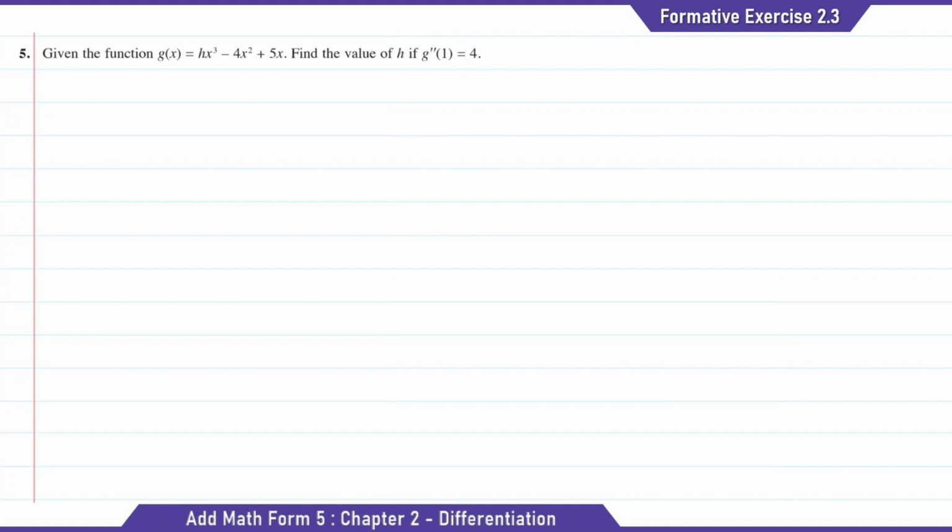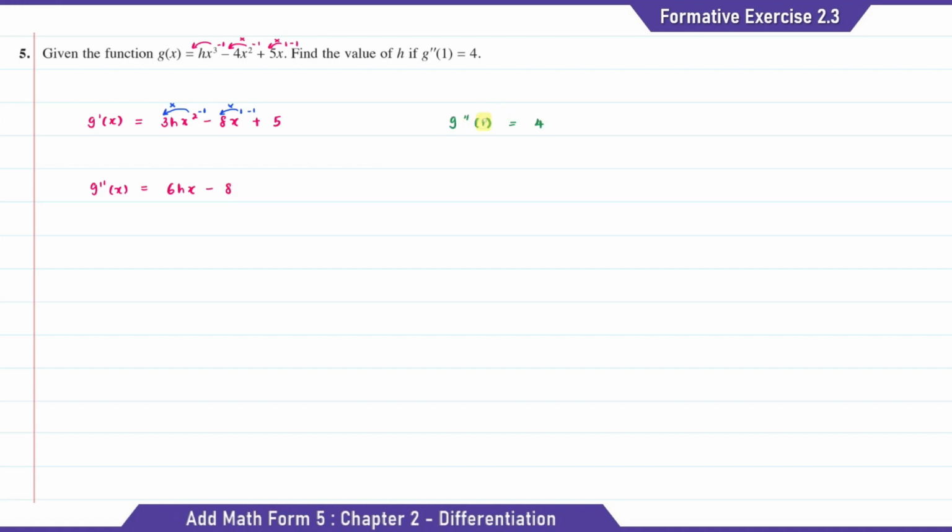Question number 5. Given the function g of x equal to h x cubed minus 4x squared plus 5x, find the value of h if the second derivative of g at 1 is equal to 4. The first derivative will be 3h x squared minus 8x plus 5. Then the second derivative will be 6hx minus 8.